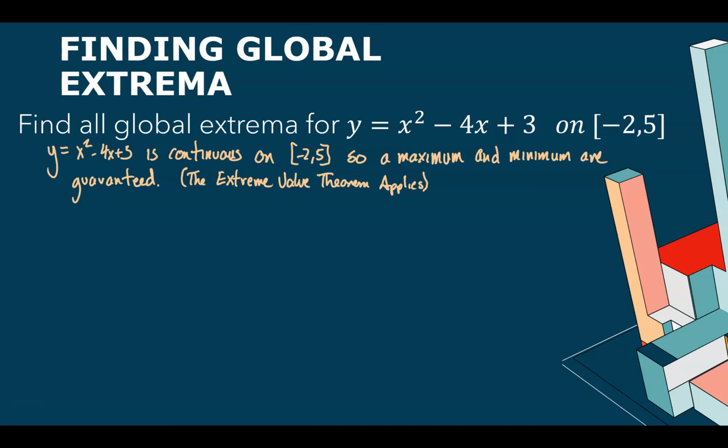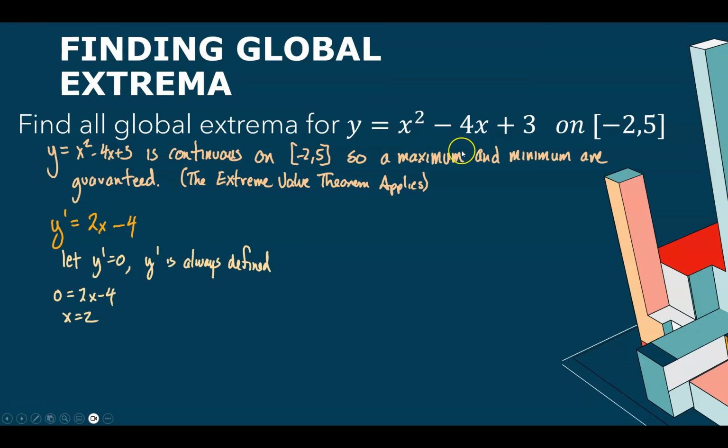Well, the maximum or minimum can only occur at critical values and endpoints. We'll find y prime first. A critical value is where that derivative is equal to 0 or undefined. So where is 2x minus 4 equal to 0? At 2. So we're just going to say let y prime equals 0, 0 equals 2x minus 4, and x equals 2. Now you don't have to say y prime is always defined. But if you don't do that all the time, then when you're looking for a place where a derivative is undefined, you'll forget to do so.